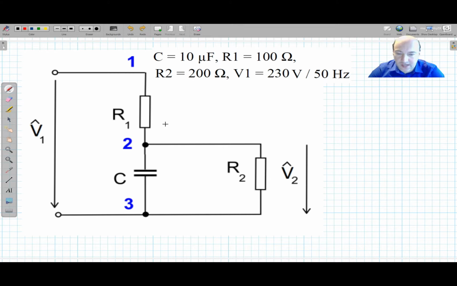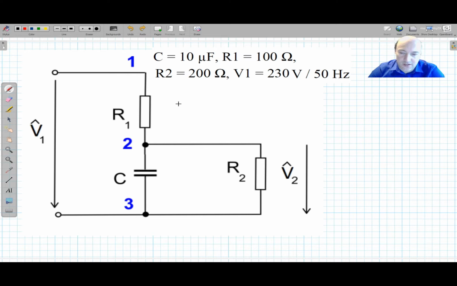In this circuit, we have two resistors, R1 and R2, and one capacitor, C. The circuit is powered with an AC voltage supply, V1, and we want to calculate the voltage V2. The voltage V2 is the voltage on our resistor.